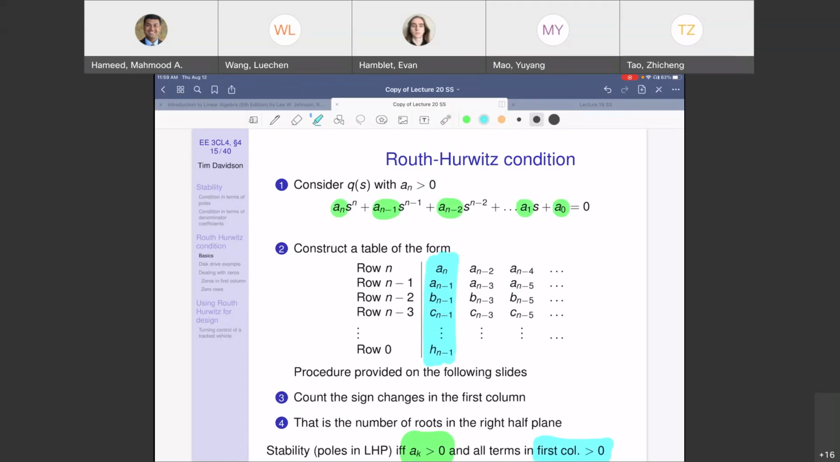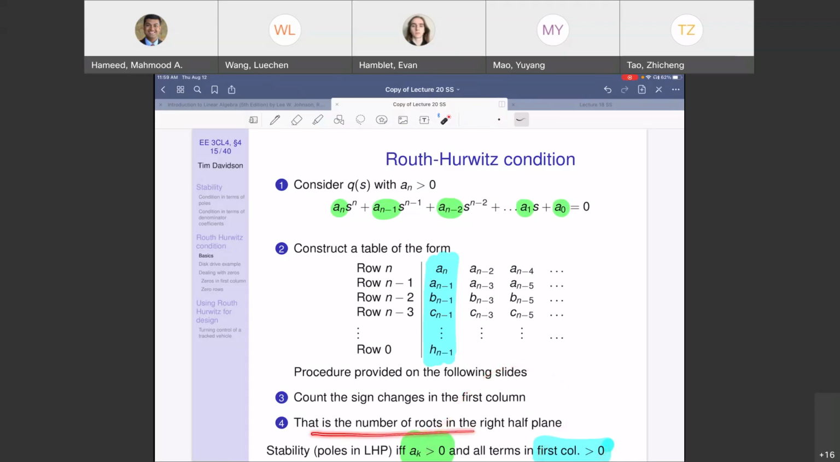So look at all the coefficients of the polynomial. They all should be greater than 0. And all the first column entries should be greater than 0. And we'll take a look at some examples where we will show that if this has to be met, then this will be true.